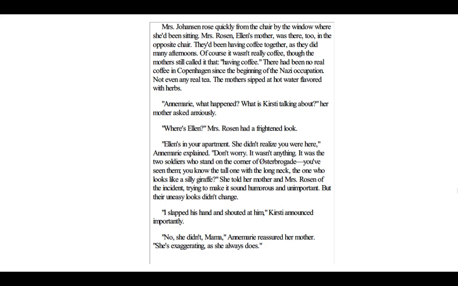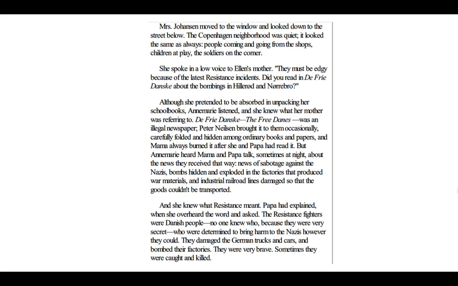I slapped his hand and shouted at him, Kirsty announced importantly. No, she didn't, Mama, Anne Marie reassured her mother. She's exaggerating, as she always does. Mrs. Johansson moved to the window and looked down to the street below. The Copenhagen neighborhood was quiet. It looked the same as always, people coming and going from the shops, children at play, the soldiers on the corner. She spoke in a low voice to Ellen's mother. They must be edgy because of the latest resistance incidents. Did you read in De Vrij Dansk about the bombings in Hillerød and Nørrebro?